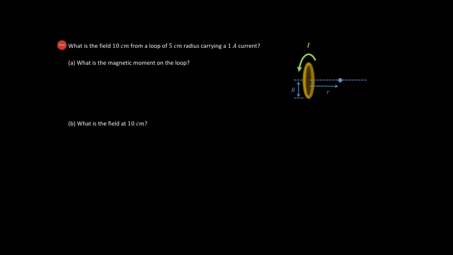All right, so let's look at this loop here. This loop is going to create a field, and we're going to look at what the field is on the axis there. That's all we can do with what we've got. And how did we do this previously?